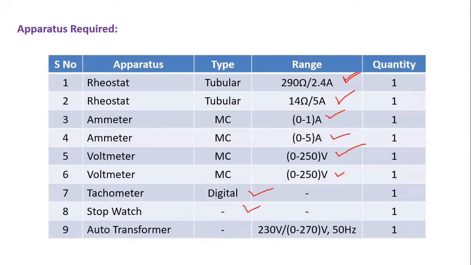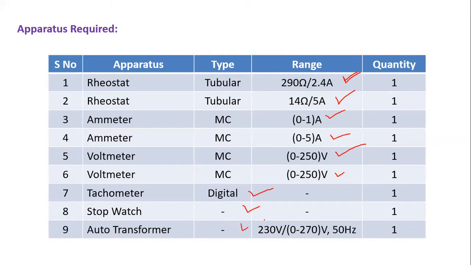Coming to the stopwatch, here we need to identify the moment of inertia J. For finding the moment of inertia, we need to cross check the time taken for the speed to reduce. That means we run the machine at rated speed and turn off the supply. Its speed comes to 0. So we need to cross check how much time it is taking for the speed to reduce from 1500 RPM to 0. That 1500 RPM is the rated speed of our machine. For that, we need a stopwatch.